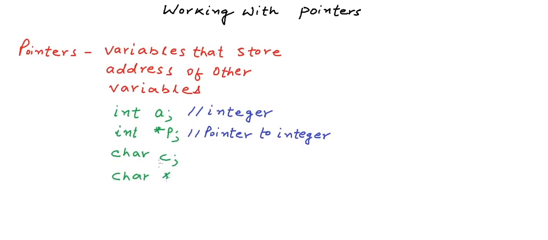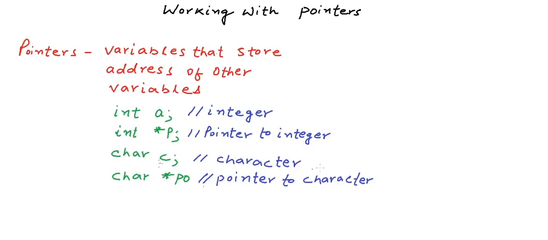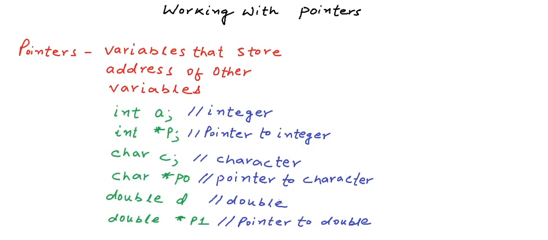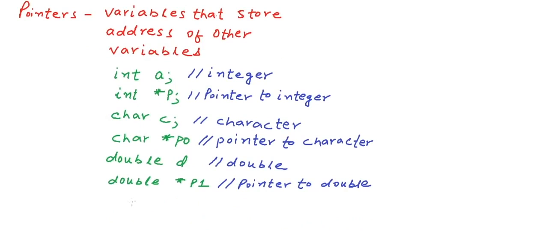We put an asterisk sign and let's say the name of the variable is P0. So C is a character variable and P0 is a pointer to character. And similarly, we can have a pointer to double. And we can also have pointers to a user-defined structure or a user-defined class. And to get the address of a variable, we write a statement like P is equal to ampersand A.